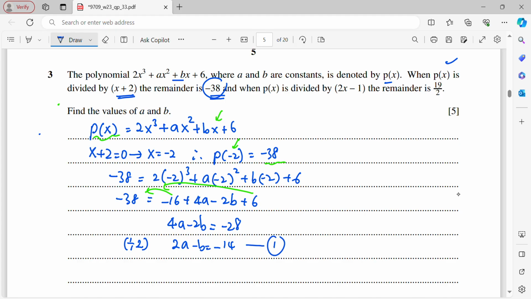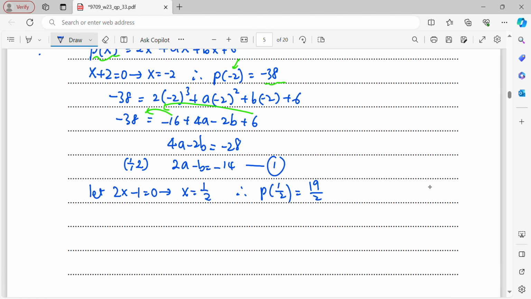Okay, I get this: when P(x) is divided by x plus 2, the remainder is minus 38. Now, when P(x) is divided by 2x minus 1, the remainder is 19 over 2. And then you need to find a and b. So, which means now I will let 2x minus 1 be 0. Therefore, my x is going to be half, which means P(half) equals 19 over 2.